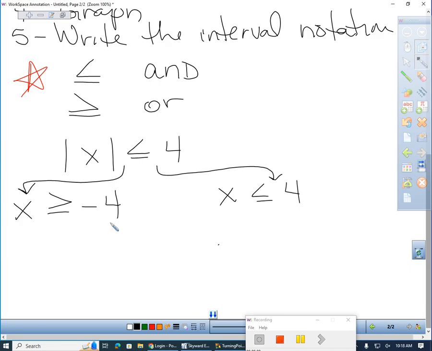So now you'll see they're both pointing at each other. This is an AND problem. If we were to put this on a number line at -4, it would be a closed dot and it would go to the right. At +4, it would be a closed dot and go to the left. The interval notation would be a bracket, -4 to 4 with a bracket.